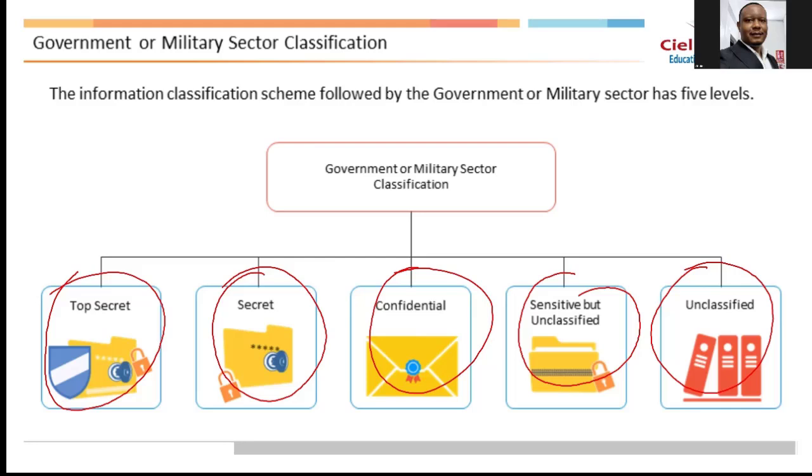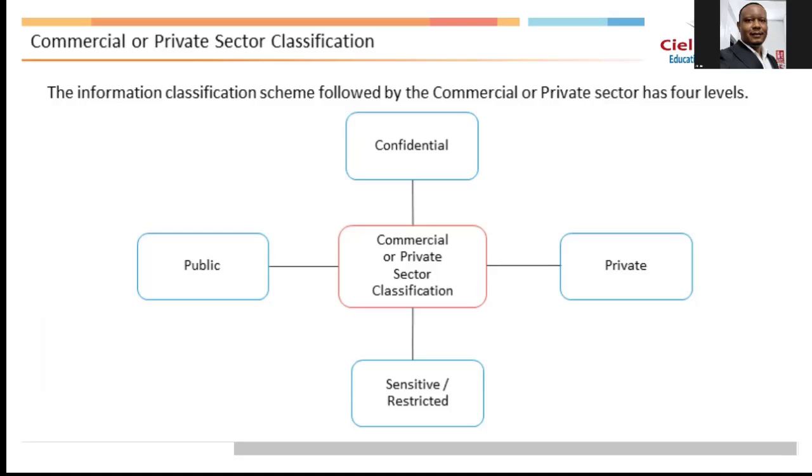Beyond that, if we now take a look at the private sector, the private sector also has its own way of classifying information. These are the levels of information classification within the commercial or private sector. The levels include confidential, private, sensitive, restricted, as well as public.